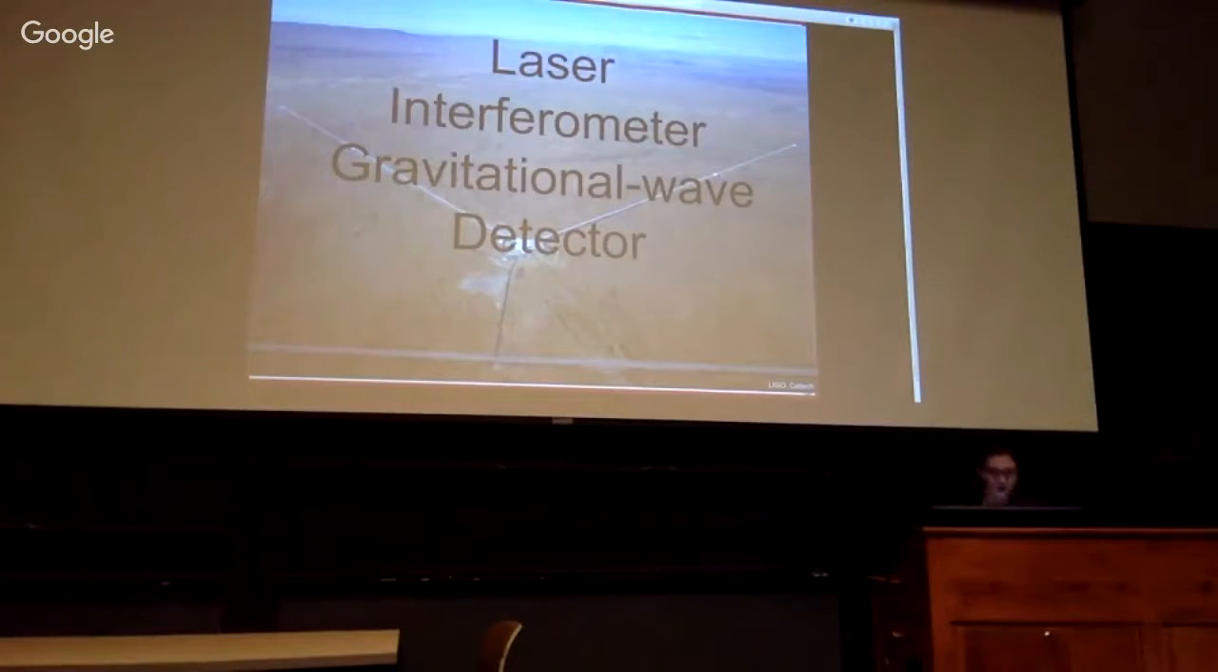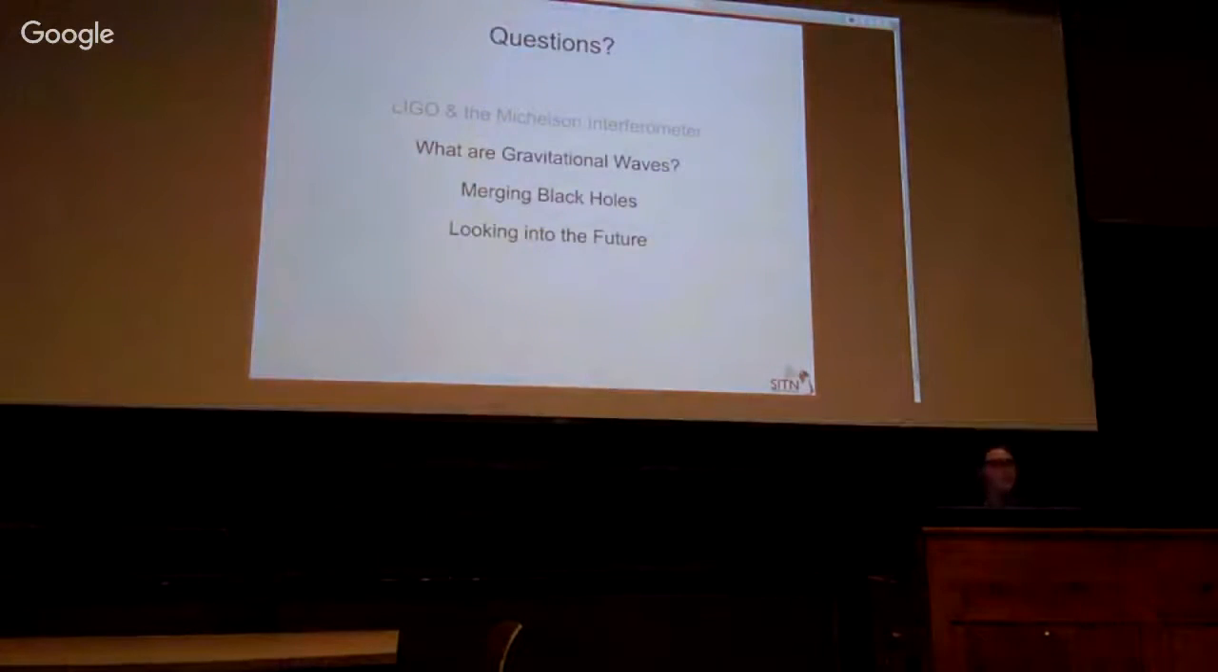So now that we understand the basic shape and how this interferometer is working, we're going to next try to understand what exactly we're measuring, what are these ripples in space-time, and what's causing them. I'm going to stop here and take questions.